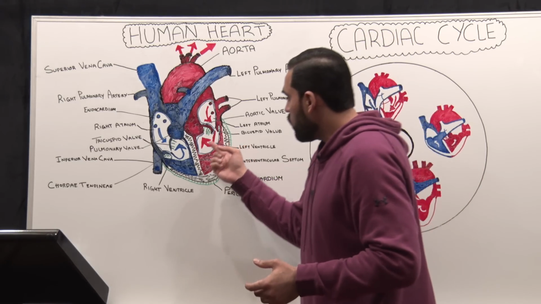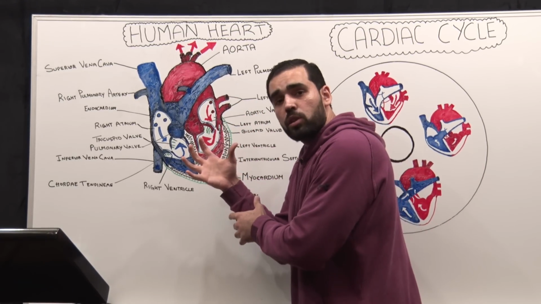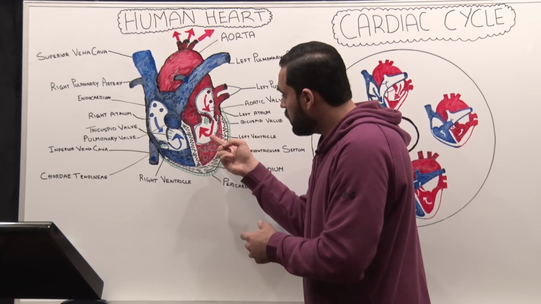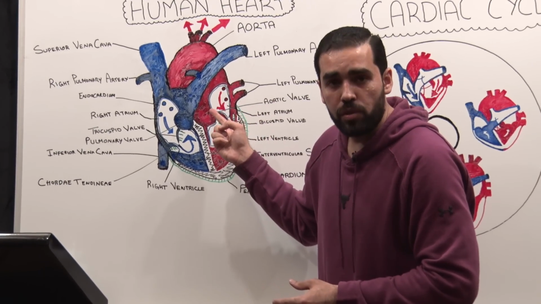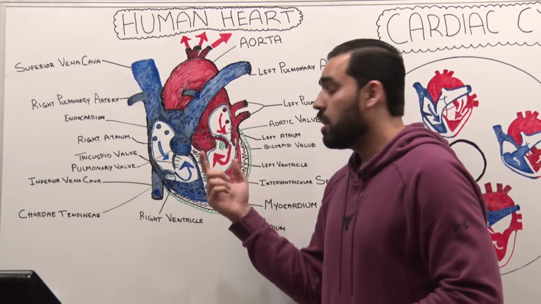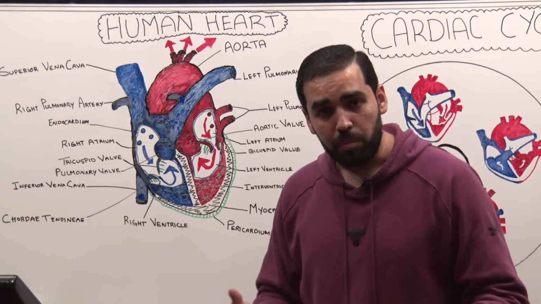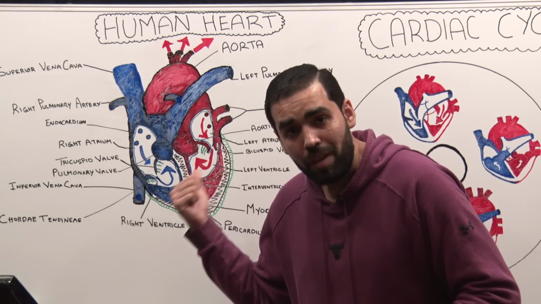For example, we don't want the blood to regurgitate back into the atriums when it goes from the atrium into the ventricles and the ventricles contract. Now as we go further into the lecture, we'll discuss the concentration gradients and the pressure gradients, which are primarily responsible for the opening and closing of these valves.